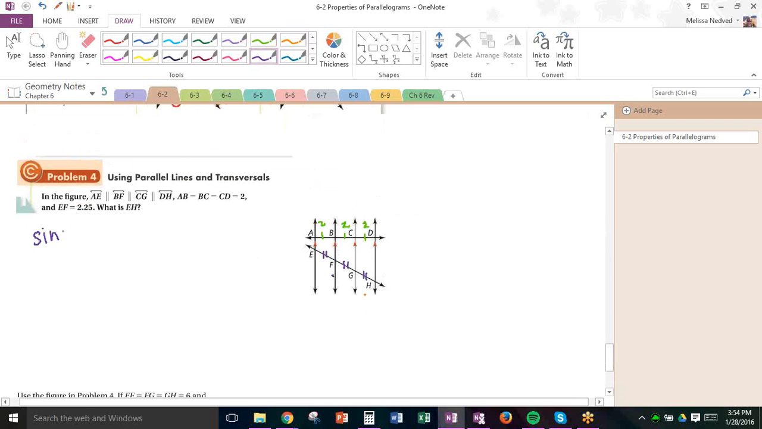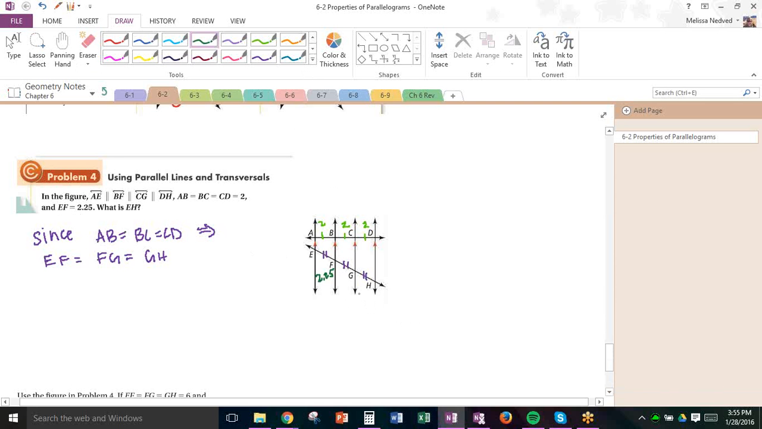So since AB is equal to BC equal to CD, using that previous theorem, we know EF has to be equal to FG, has to be equal to GH. Now, not all 6 of those are equal to each other, but they're equal to the pieces made by their own parallel segments. Now, let's finish this problem. We're also told that EF is equal to 2.25.